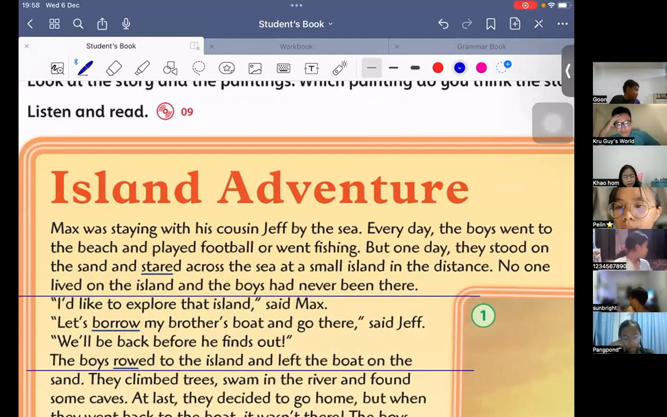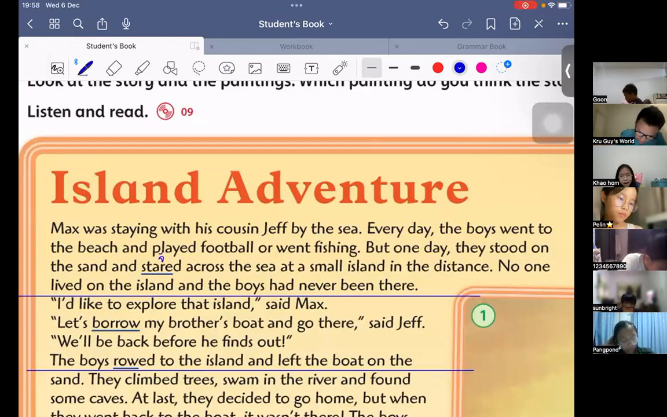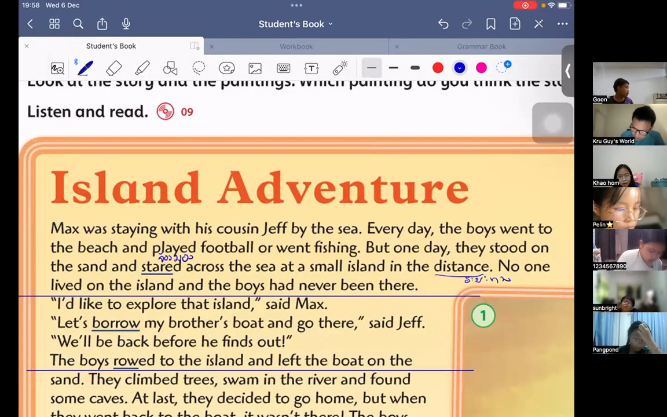Max was staying with his cousin, Jeff, by the sea. Every day, the boys went to the beach and played football or went fishing. But one day, they stood on the sand and stared across the sea at a small island in the distance. No one lived on the island, and the boys had never been there.